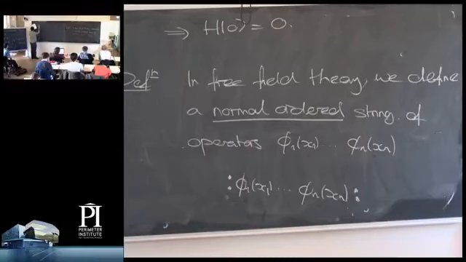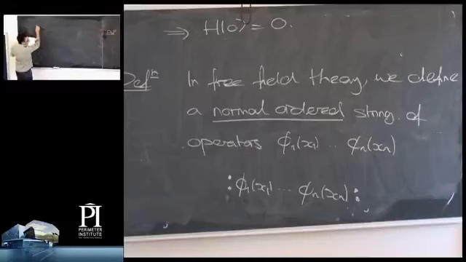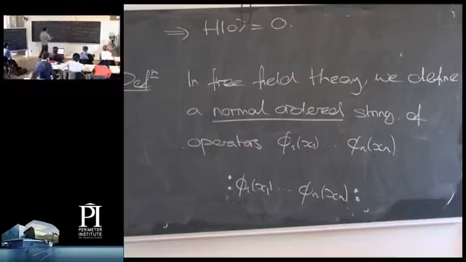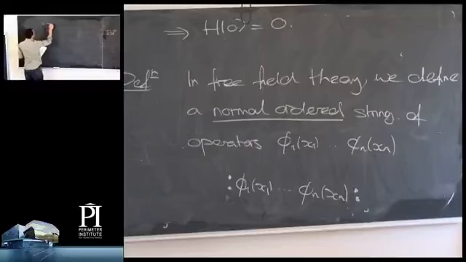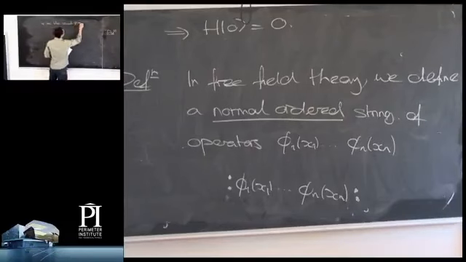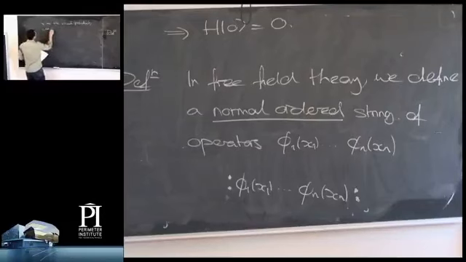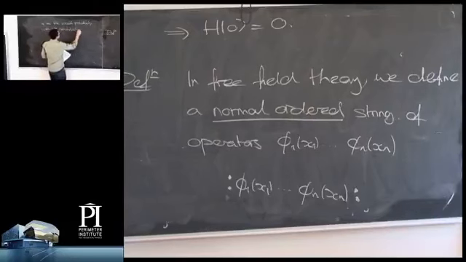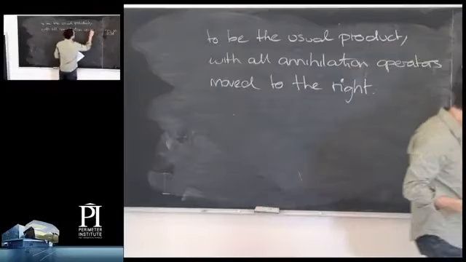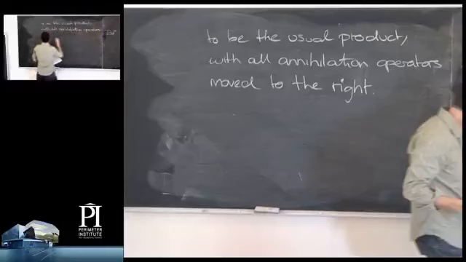And what this means is, let me just make sure my grammar's right. In free field theory, we define a normal ordered string of operators. We write it like this to be the usual product with all annihilation operators move to the right.